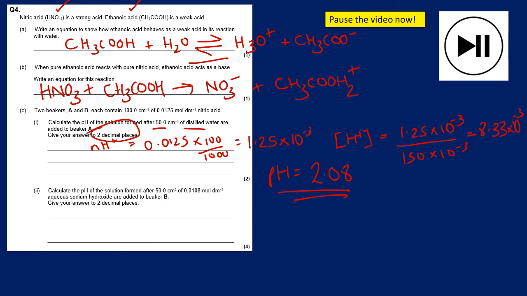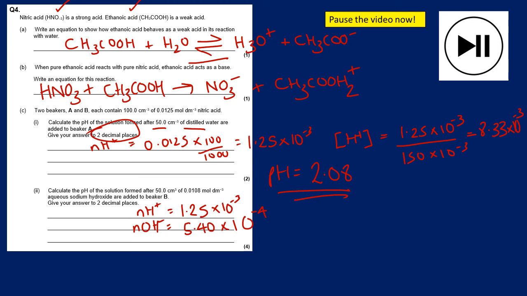So calculate the pH of a solution formed when we've got 50 centimeters cubed of sodium hydroxide added to beaker B. Well, we already know the moles of H plus from beaker B, because it's the same as beaker A. So the number of moles of H plus is 1.25 times 10 to the minus 3. And we're adding a base to it. So let's find the moles of the base. The moles of OH minus, it's 50 over 1,000 times 0.0108, which I have as 5.40 times 10 to the minus 4.